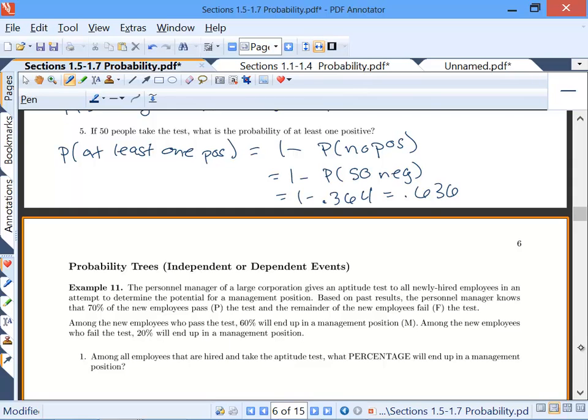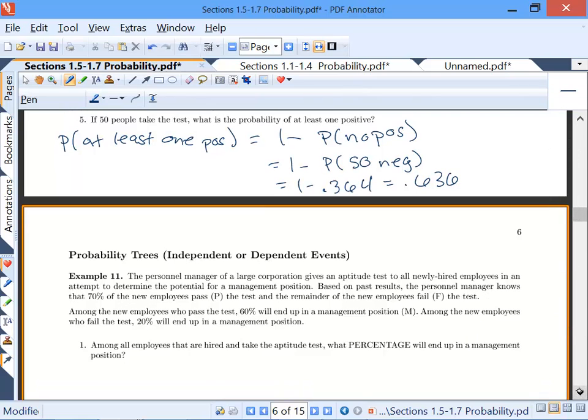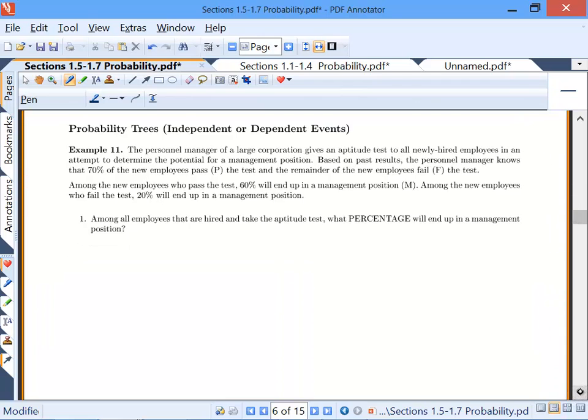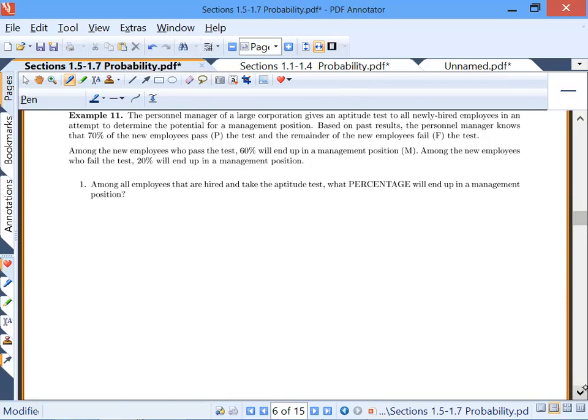So to me, that sounds like we are talking about some conditional probabilities here. So of the people that pass, these are people that end up in management. So that's a conditional probability there. Among the new employees who fail the test, 20% will end up in management. And the question that I want us to answer is, of all the employees that are hired and take the aptitude test, what percentage will end up in a management position? Okay. And the easiest way to do this is we're going to make a tree diagram.